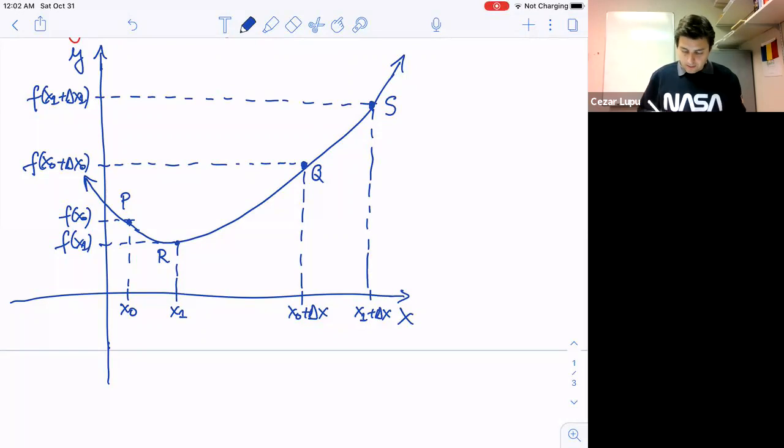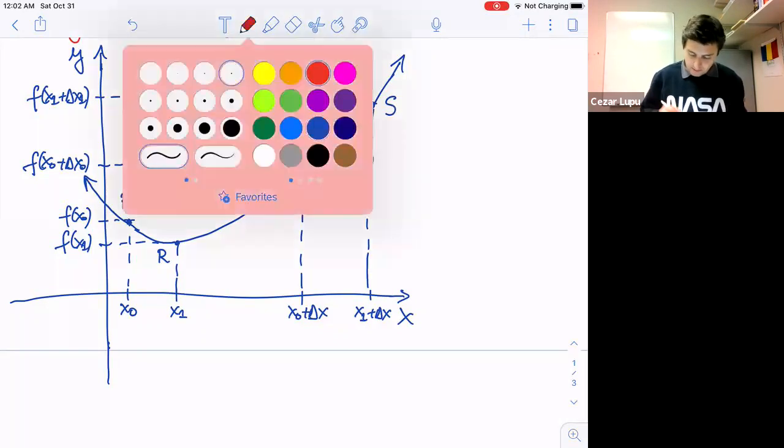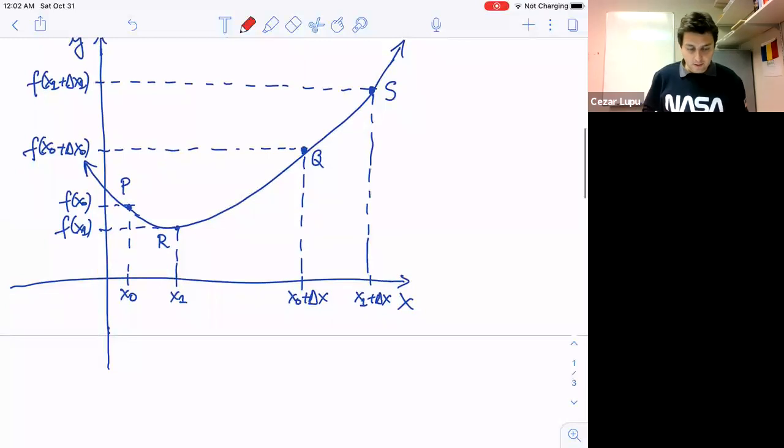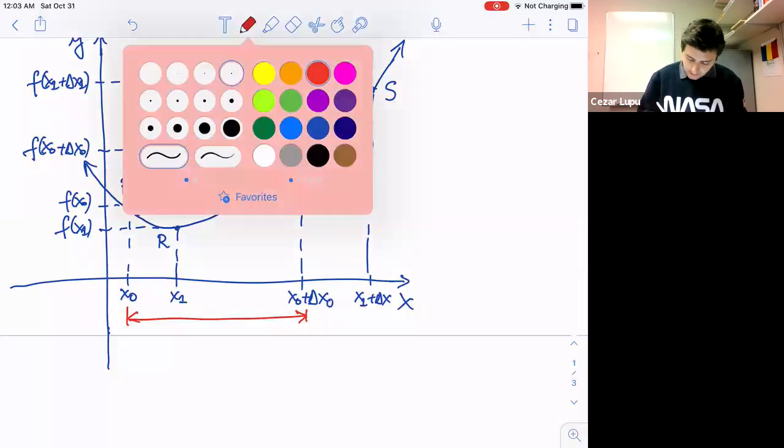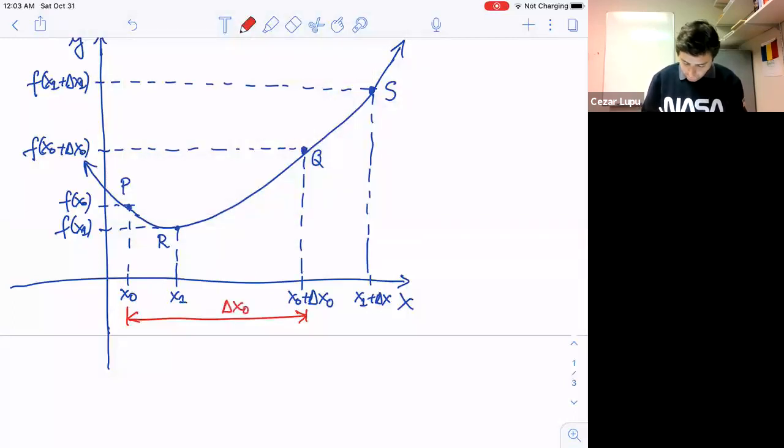Okay, and now let me change the color a bit so that you can see it better. The difference between x0 and this guy, from here to here, is delta x. Oh, sorry, here I forgot to put x0. So here it's x0, sorry about that. So this will be delta x0.